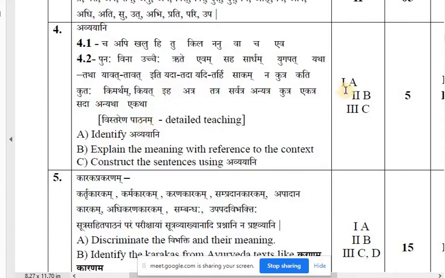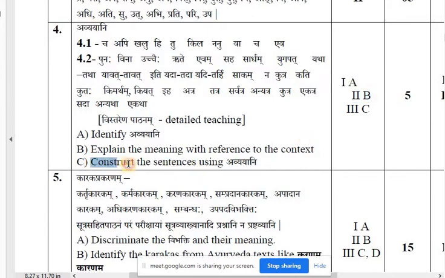And then in term 2, B section is there. In B, what you see here: explain the meaning with reference to context. So in this part, we will understand the avyayas in the sloka. For example, cho is there in the sloka. Now what is the contextual meaning of this cho in that particular sloka? That will be asked in B part, that is in term 2. So that we will not discuss now. We'll discuss it in term 2.